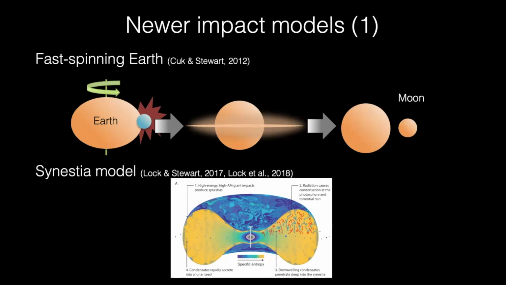And more recently, the group extended their model. This is called the synestia model. This is a more generalized model that includes high energy, high angular momentum impact events. In this case, the disk has a very high temperature and it's connected to the Earth. And the disk is convecting vigorously. Therefore, any pre-existing isotopic heterogeneities could be erased.